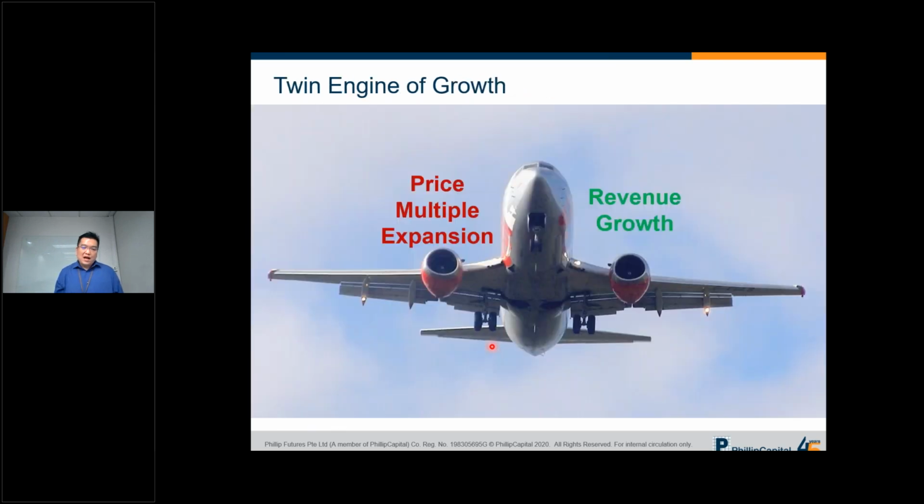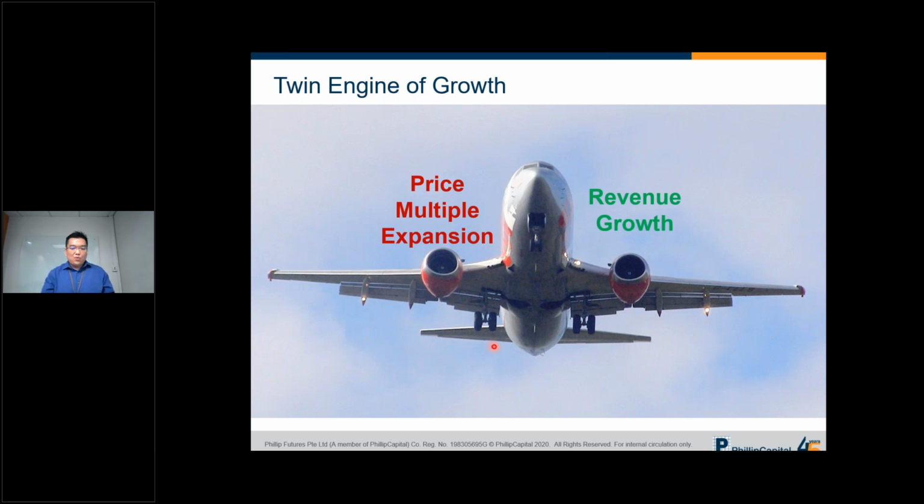Okay. So lastly, I just want to cover this on the twin engine of growth. Growth estimate, when we invest, what we want to see is that our investment grows, right? So how an investment can grow is when the company that we invest in makes more money, right? Because the more money they make, then the higher the share price will be priced at, and also they will be able to distribute more of this to us as investors in the form of dividends, right?